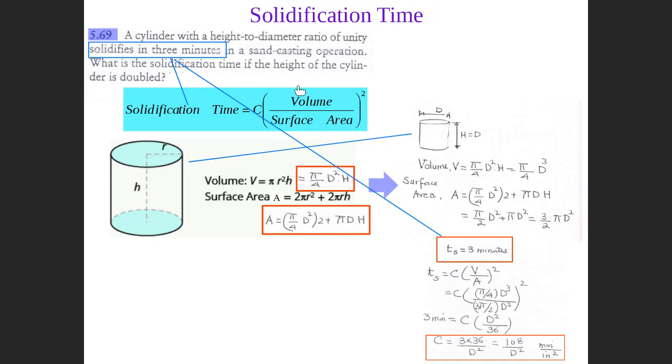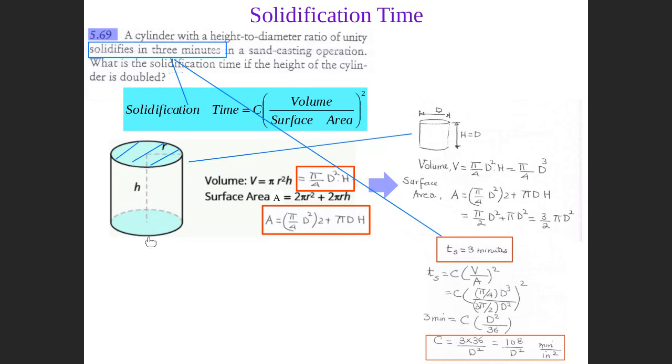Then we need to obtain the volume and the surface area of the cylinder. The volume of the cylinder equals the area multiplied by the height. The area is pi R square, multiplied by H.